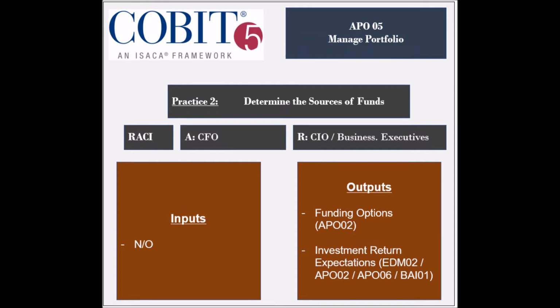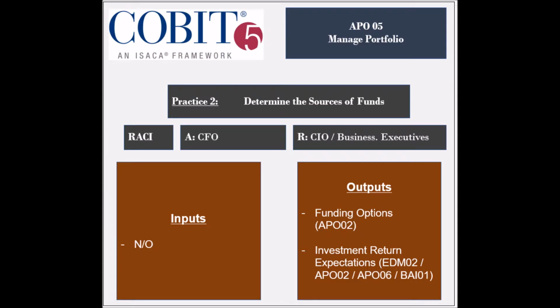The second practice is to determine the sources of funding. From a RACI charts perspective, the entities that are responsible are the Chief Information Officer and the business executives. The entity that is held accountable is the Chief Financial Officer. This practice receives no inputs from internal or external sources.